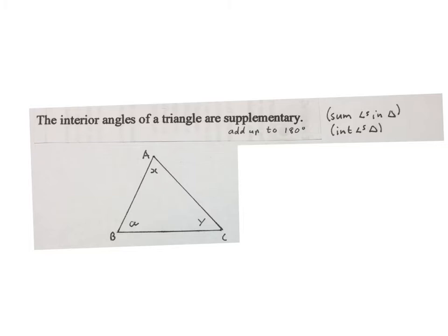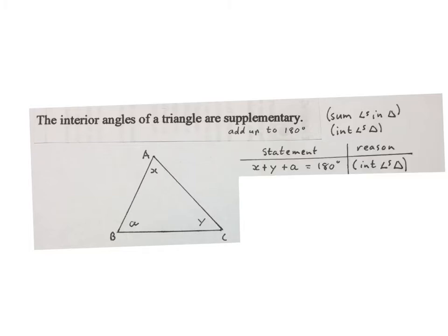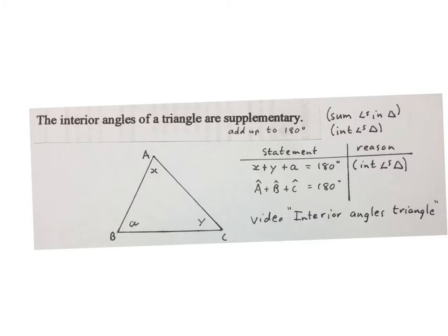Second last theorem of this video says, the interior angles of a triangle are supplementary, meaning it adds up to 180 degrees. Abbreviation, sum of angles in a triangle or interior angles of a triangle. In any triangle, like this one, triangle ABC, you can write the x plus the y plus the a is 180 degrees, your reason interior angles of a triangle. You could also have written angle A plus angle B plus angle C is 180 degrees, interior angles of a triangle. Please look at the video on interior angles of triangles where we practice this.